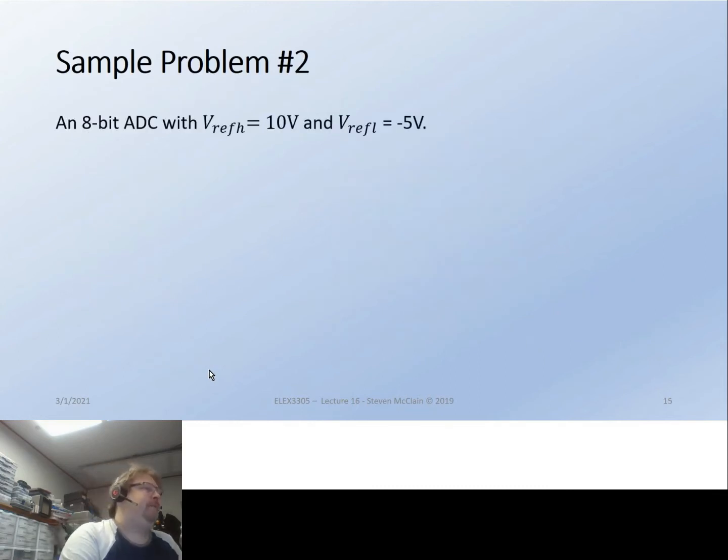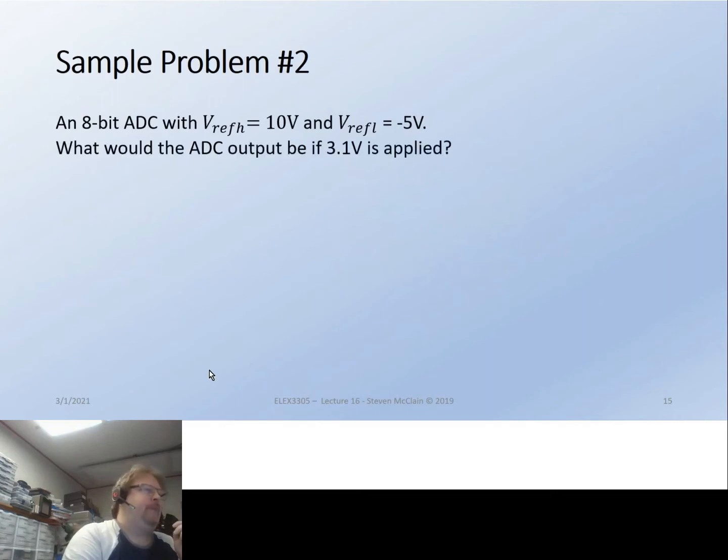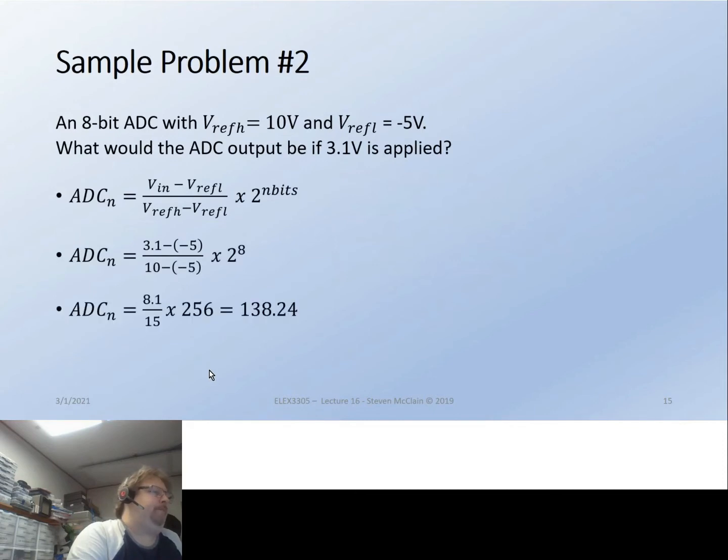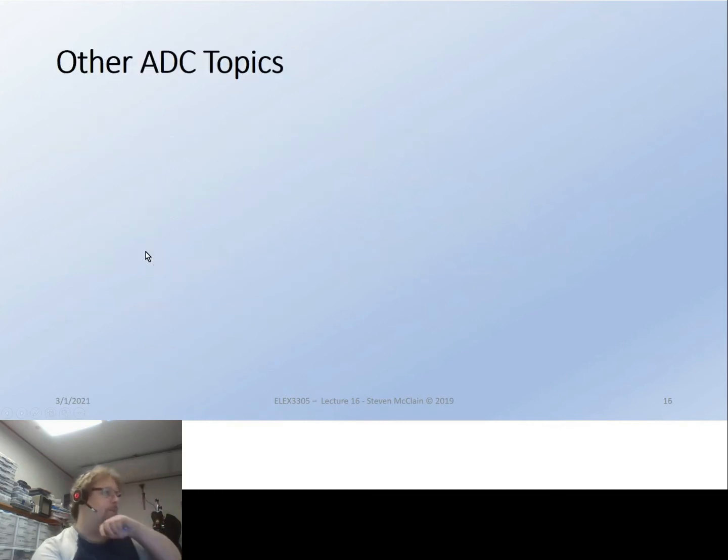So now we've got a different type of problem. We've got an 8-bit ADC converter with the same reference. And, well, what if we put 3.1 volts into it? What will we get? Well, there's our formula. You start plugging stuff in. So it would give us a decimal number of 138. So you should be able to do that calculation in your sleep too.